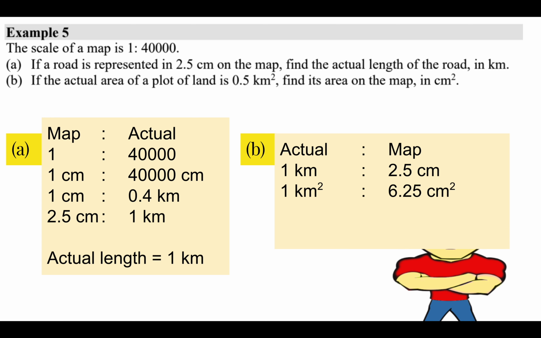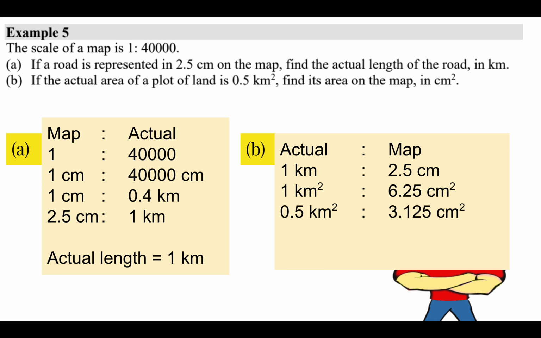In terms of area, let us square it. So 1 squared is 1, so 1 square kilometer. 2.5 squared is 6.25. Therefore, 6.25 square centimeters. Dividing both sides of the ratio by 2, we have 0.5 square kilometers represented by 3.125 square centimeters. Finally, your statement or context. Map area, 3.125 square centimeters.